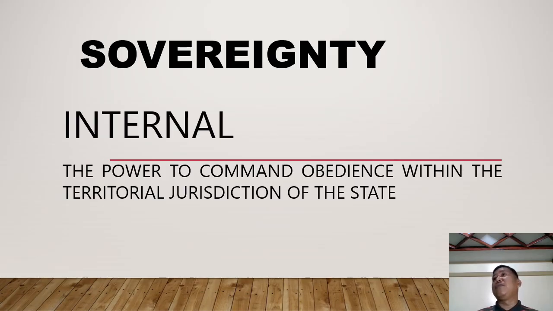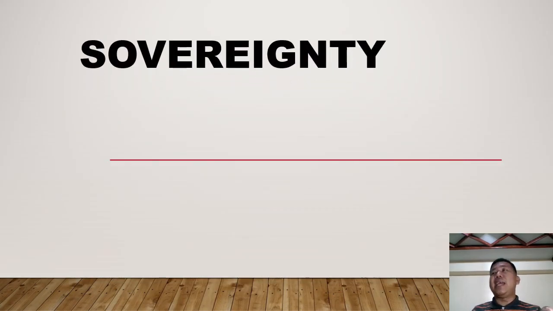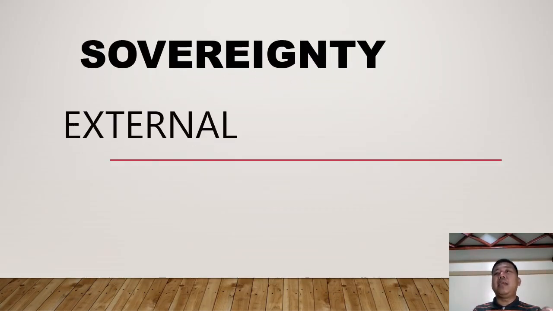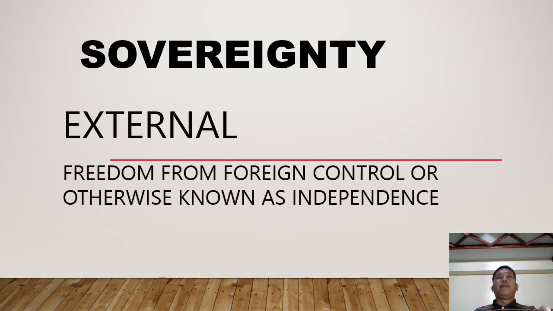If you are caught violating, for example, traffic rules, that's internal policy, that's internal rules. The police can apprehend you and give you a citation ticket, and if you fail to pay, you can be incarcerated. That's part of the internal sovereignty of the state. If there is internal sovereignty, there is also what we call external sovereignty, or freedom from foreign control, otherwise known as independence.